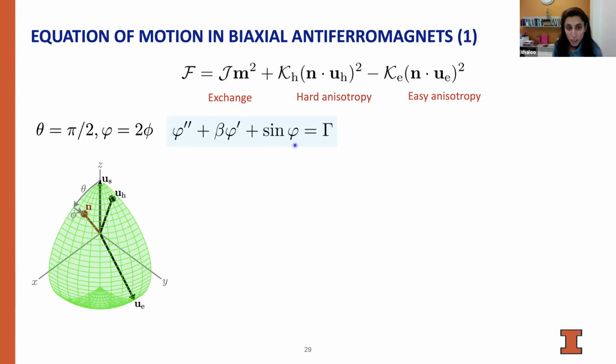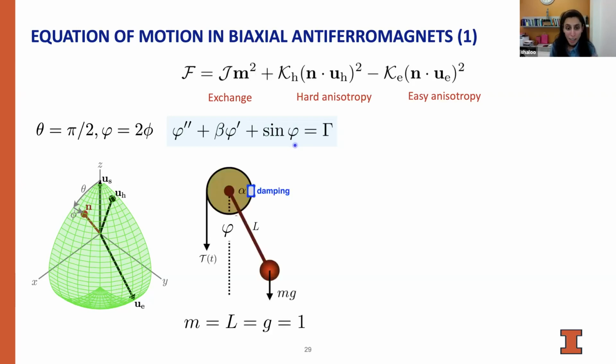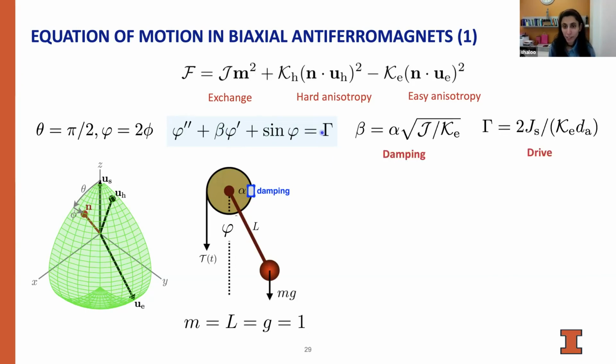So this equation is similar to the equation of motion of a simple gravity pendulum with mass, length, and gravity equal to 1. This was already recognized in the previous paper reference that I showed you on the last slide. And this is a gravity pendulum that is damped by beta, and that is driven by the torque gamma. In the context of antiferromagnets, beta represents dimensionless damping. Gamma is the spin current that I'm putting in order to get these oscillations.